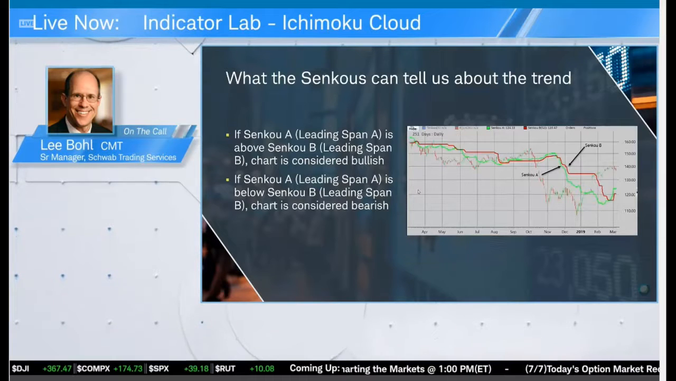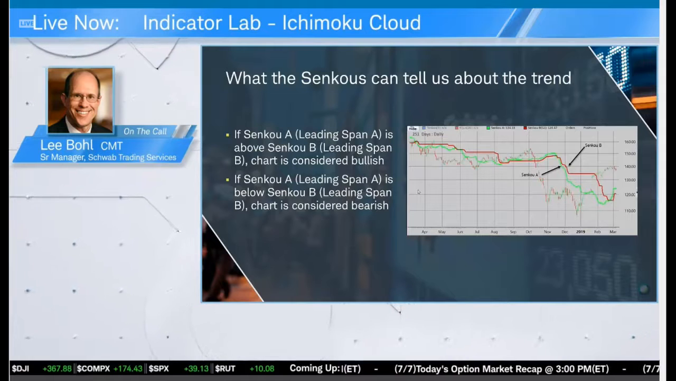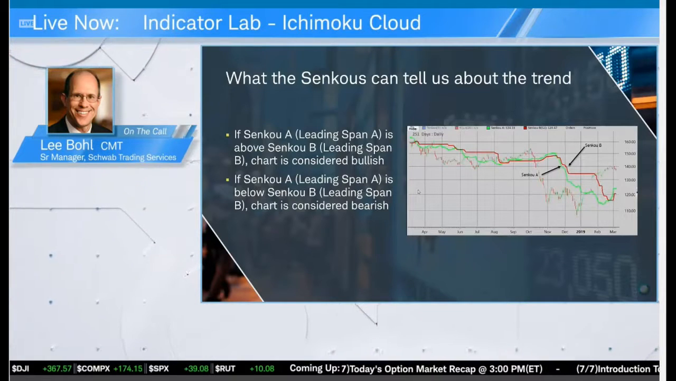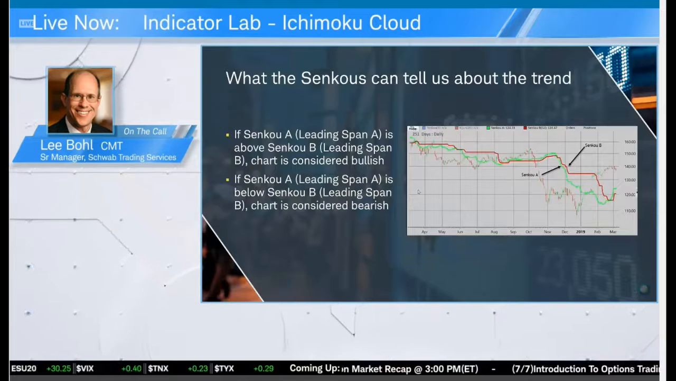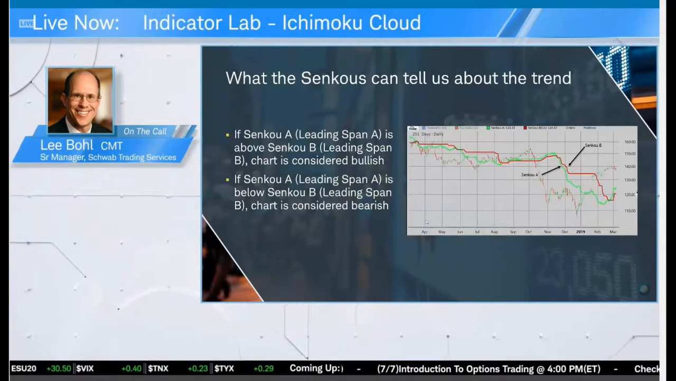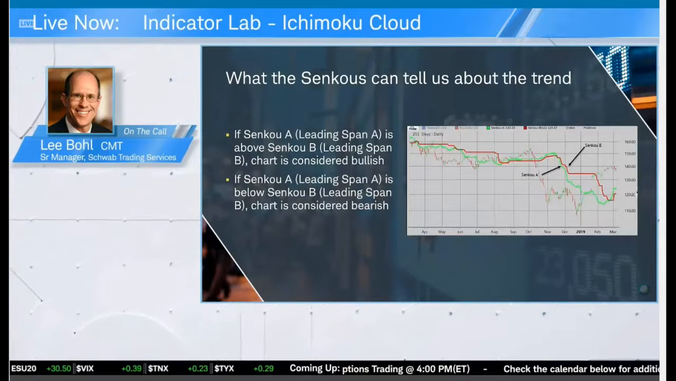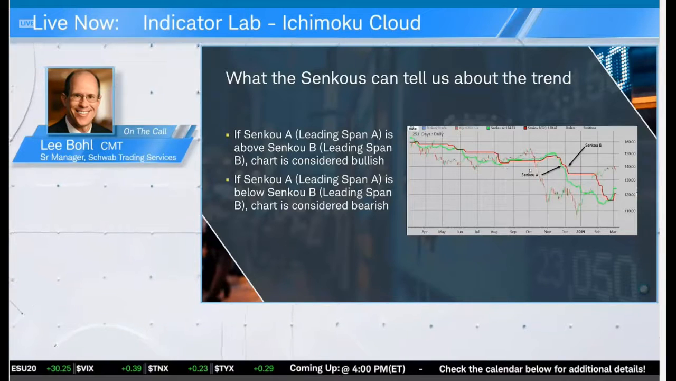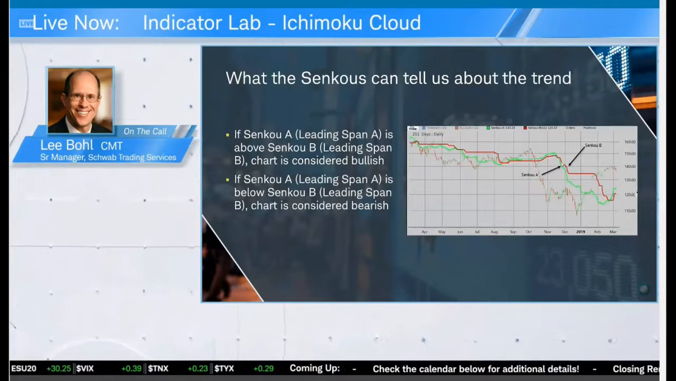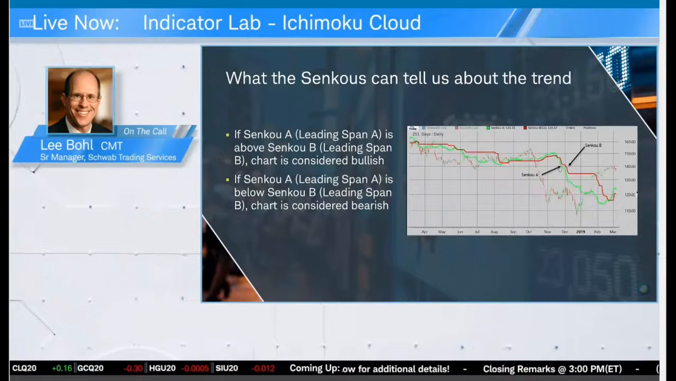So let's just talk about these. If Senko A is above Senko B, the chart is considered to be bullish. If Senko A is below Senko B, the chart is considered to be bearish. Okay? So in here, we had a bearish aspect, right? The bear started here when Senko A dropped below Senko B.